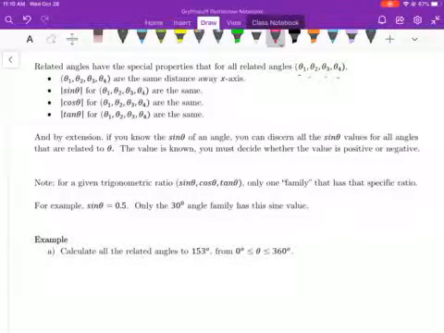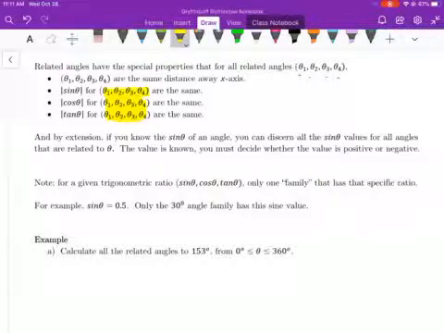What we know for all related angles is that the absolute value of sine will be the same. The absolute value of cosine is going to be the same. The absolute value of tangent, provided that we're in the same family. We have to be in the same family. The absolute value of tangent will be the same.